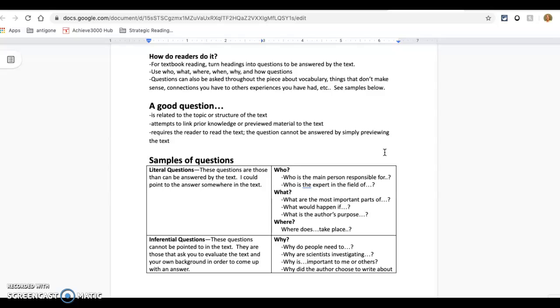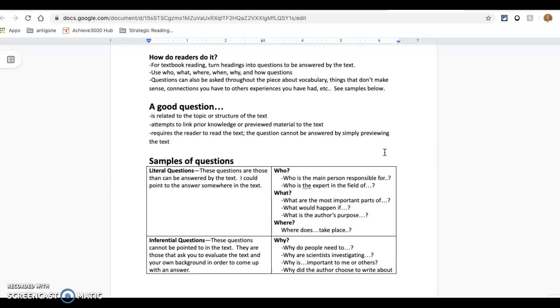How do readers do it? Well, it's very simple. One way is to turn headings into questions that can be answered by the text. Those are who, what, where, when, why, and how questions. Questions can also be asked throughout the piece. So as you're going along and you come across a word you don't know, again, you can put a question mark in the margin. You can write questions in your textbook that you want to remember to ask your instructor later. Marking things in the margin is the subject of our lesson next week, but it's a great way to really gauge that you're thinking and that you're not just reading the words.